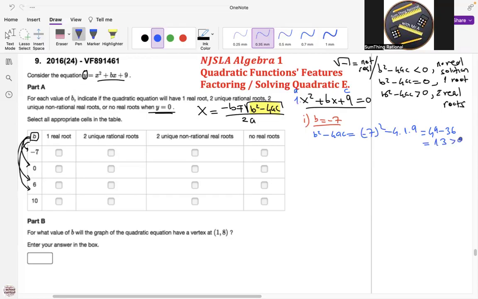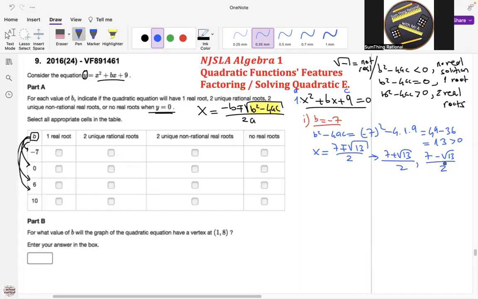13 is a positive number. It means that we have roots. Let's write the quadratic formula again: negative b, which is 7, plus or minus the square root of 13, divided by 2a, which is 2. So we have two roots here: 7 plus square root of 13 divided by 2, and 7 minus square root of 13 divided by 2. We have two unique, two distinct roots, meaning they are different from each other.